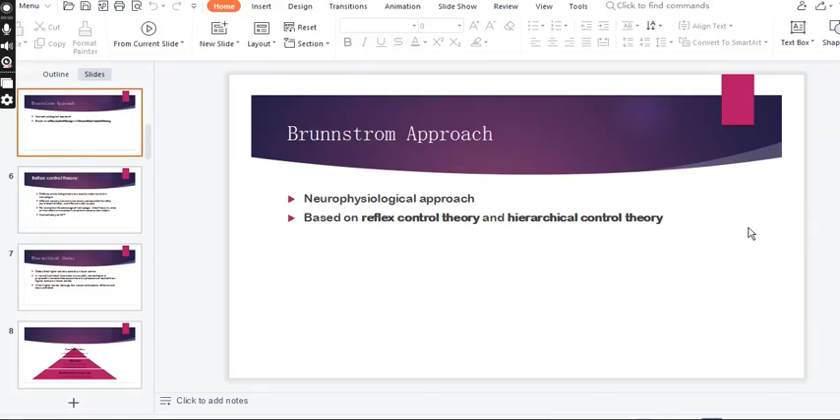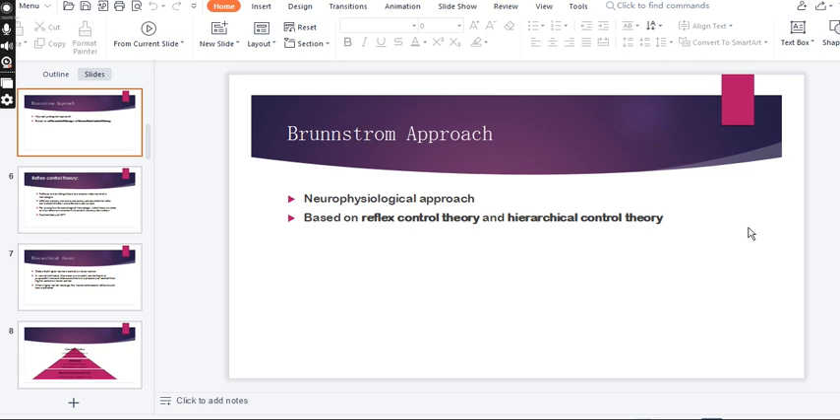Brunnstrom approach. We are going to discuss the Brunnstrom approach. The Brunnstrom approach is one of the sensory motor approaches, and in many cases such as hemiplegia, we use the Brunnstrom approach for the recovery of the patient and for the treatment protocol.